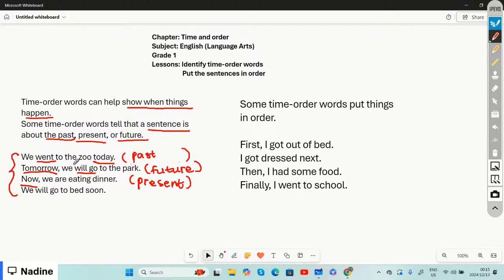And the last one says, we will go to bed soon. Especially if you look at the words will go, it gives us the indication that it must still happen. So we can say that it's future. So these are a few examples of time order words. And like we said, time order words show us when things happen, either in the past, in the present, or in the future.